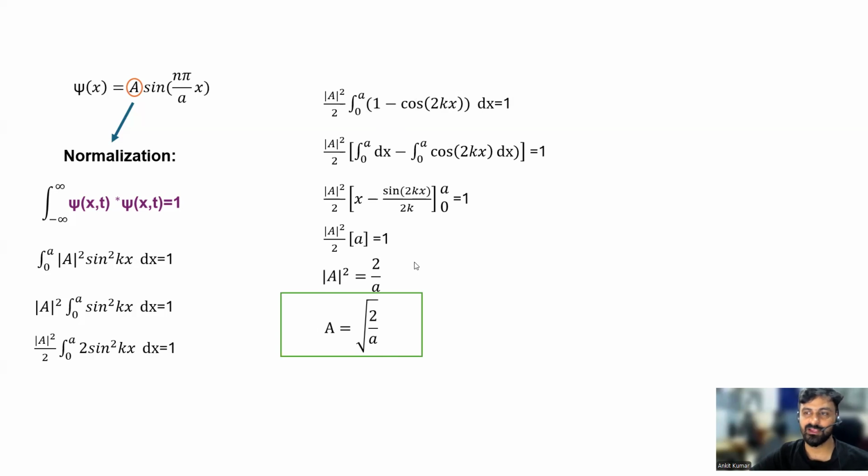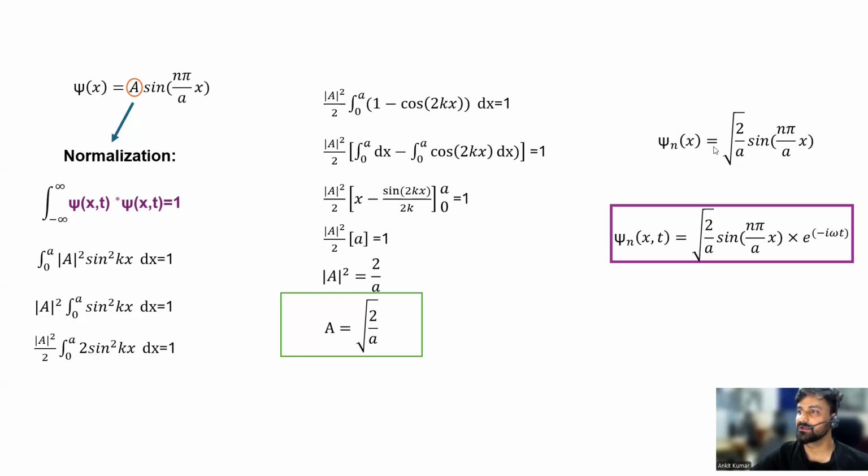Once we get the value of A, we can easily write the wave function, that is root 2 by a sine n pi by a x. This is the quantized wave function as well, because the wave function depends upon the value of n, because our eigenfunction is a discrete eigenfunction. Okay, so from here we can also write the transient wave function. When I was deriving the Schrodinger equation, I told you we can multiply by the time varying part, that is e to the power minus i omega t, and this will give you the complete wave function that depends upon x as well as t, right? So this is called the time dependent wave function also.